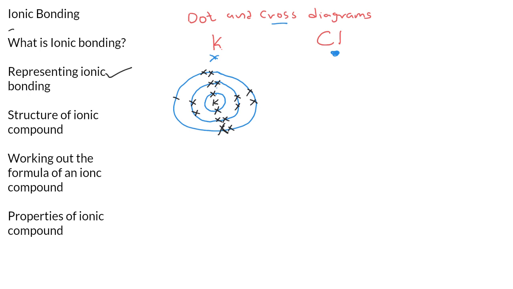Okay, and potassium has one more shell. It has one more shell, and that shell just has, now, mind my diagram is a little bit wobbly. Now that shell has one electron in the outermost shell. Now we're going to do the same thing for the chlorine.